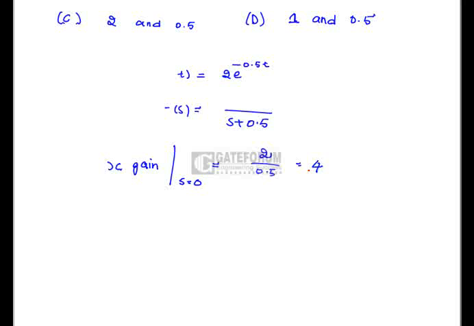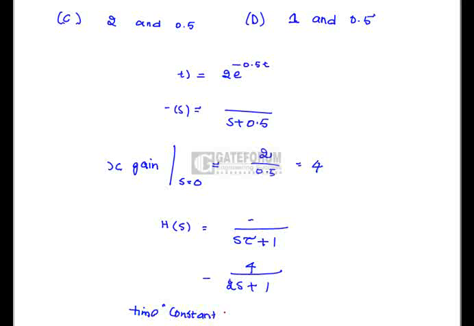Whereas the time constant, if we arrange the equation in this form, because it is a first order system, we will get 4 by 2s plus 1. If we compare these two equations, we will get the time constant tau equals 2, which is option A, correct.